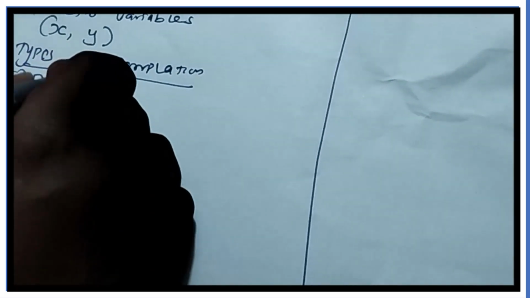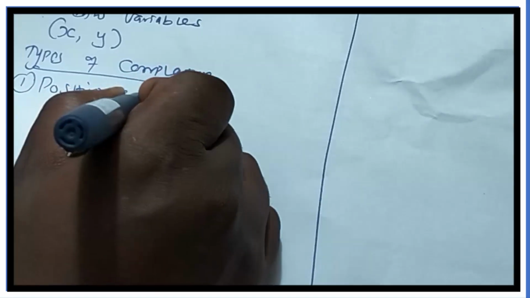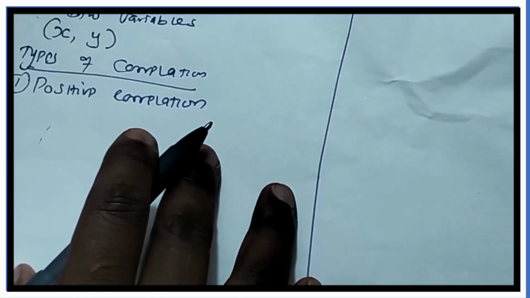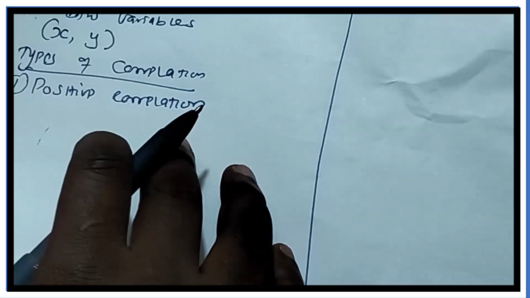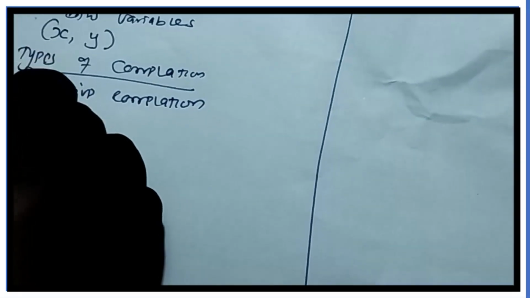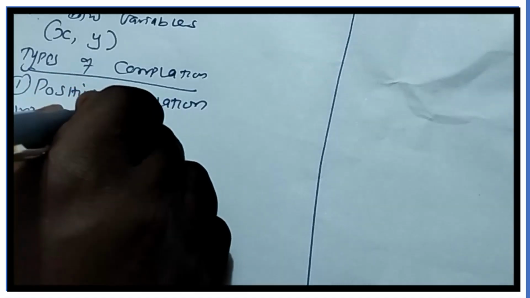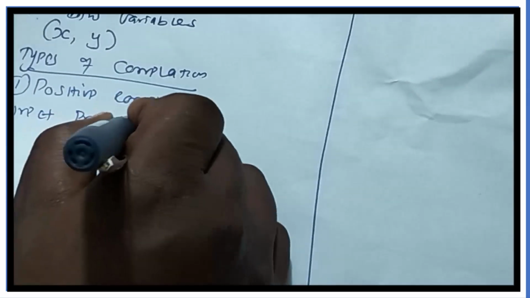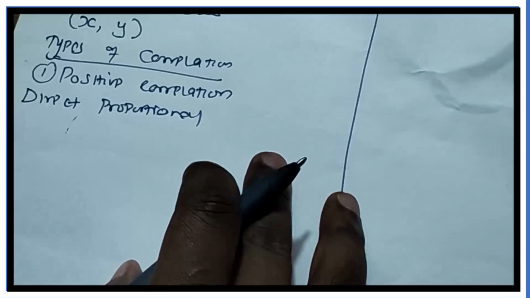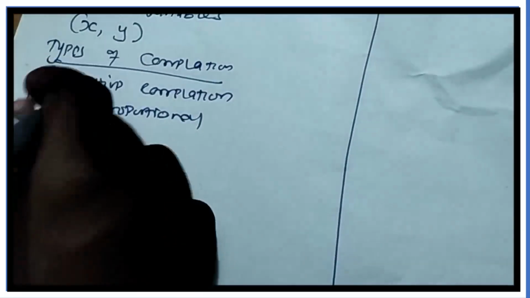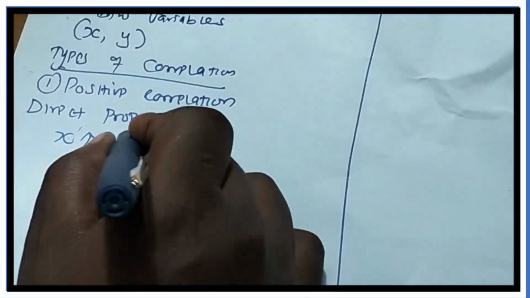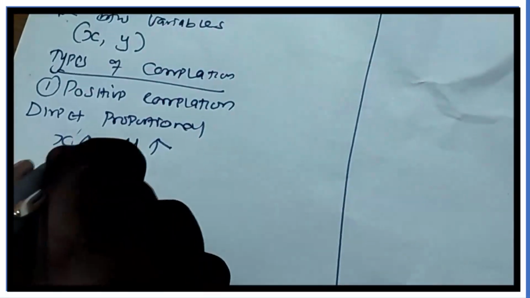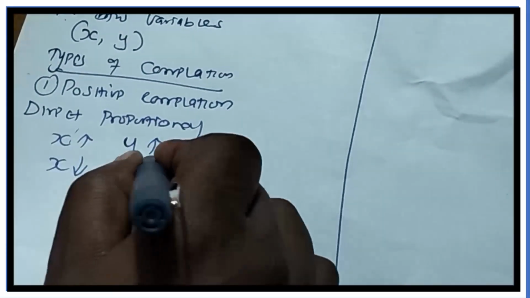When we talk of types of correlation, we have three types. The first one is positive correlation. Under positive correlation, we look at the relationship between two variables. Remember, when we have positive correlation, it means that we have directly proportional, or what we call a direct relationship. So it means that as x increases, y also increases, and vice versa. As x decreases, y also decreases.